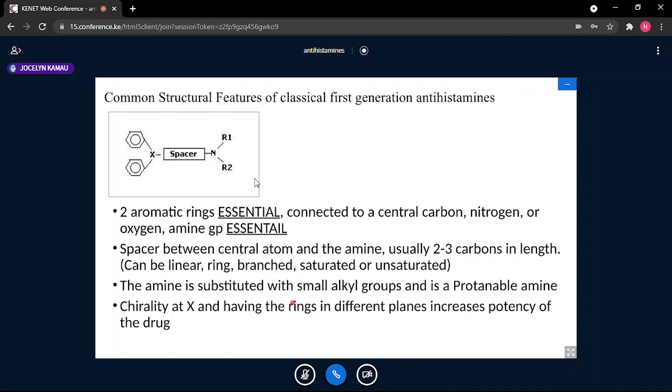Then the amine is substituted with small alkyl groups and is protonable. So it is substituted with small alkyl groups.